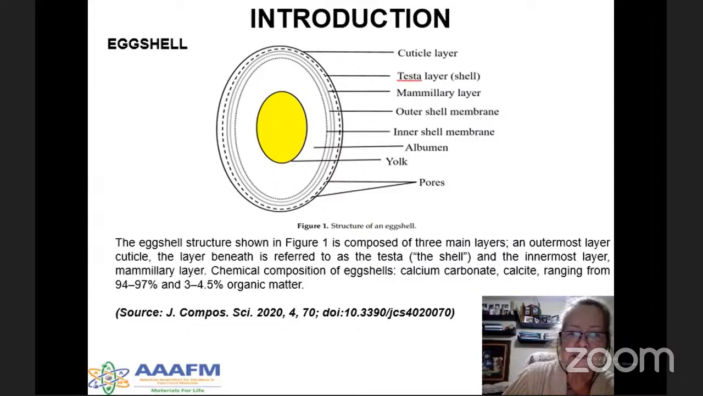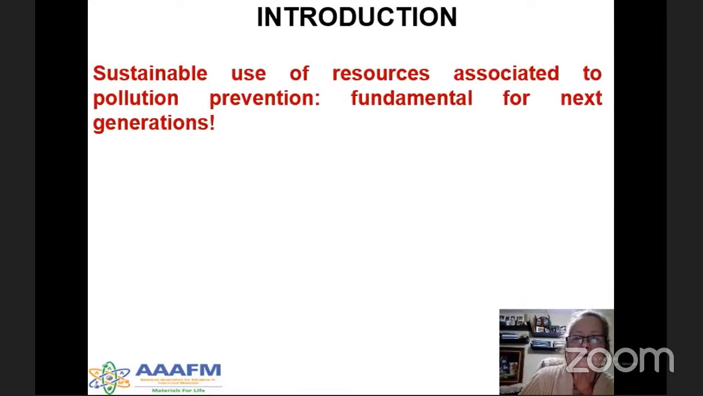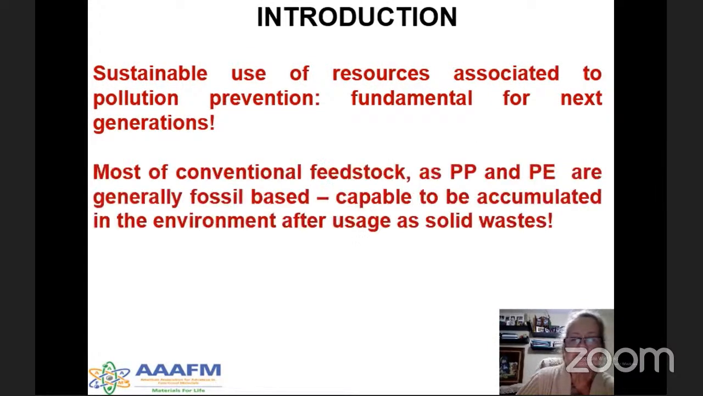Very important for us is the chemical composition of eggshells: calcium carbonate, calcite, ranging from 94 to 97%, with 3 to 5% organic matter. Sustainable use of resources is associated with pollution prevention. It will be fundamental for the next generation.